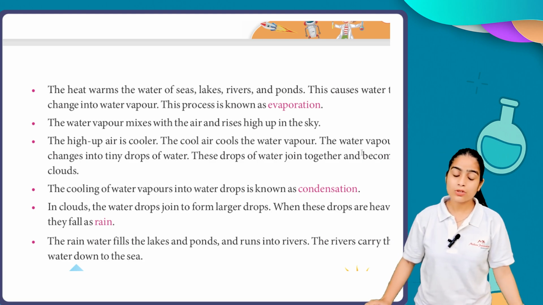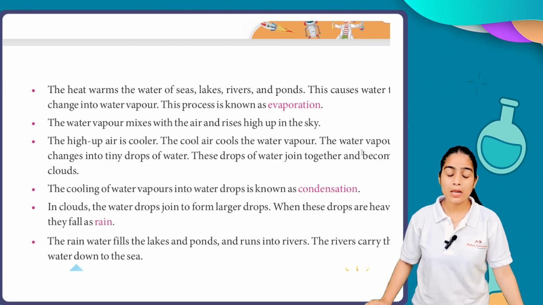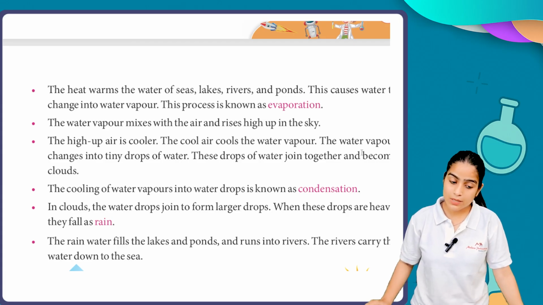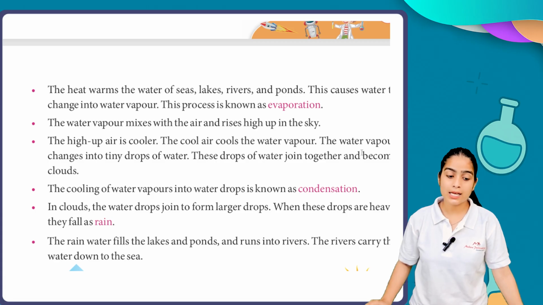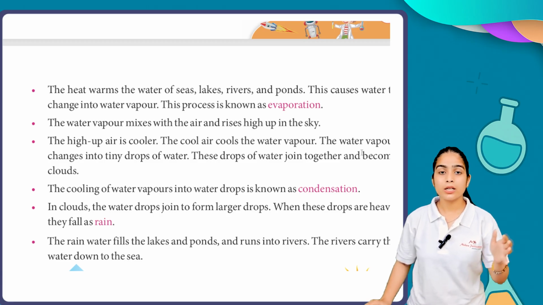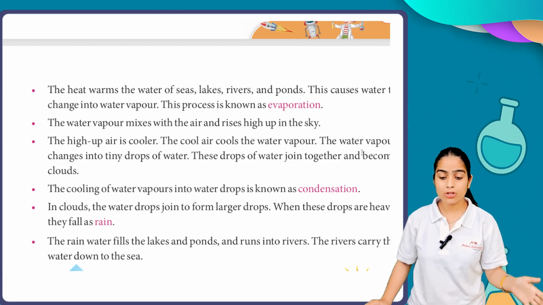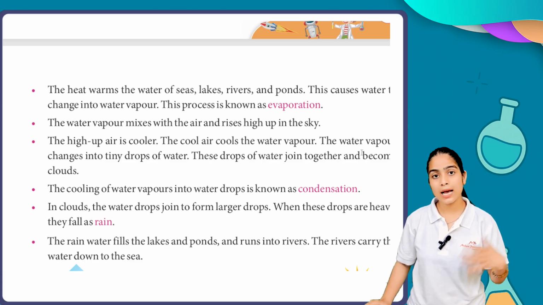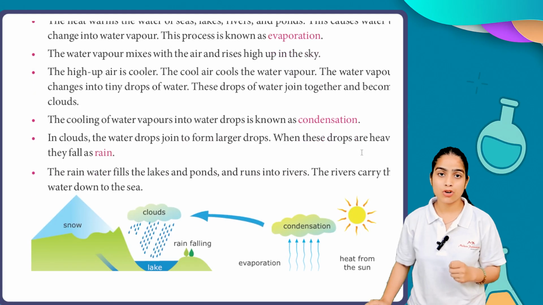In clouds, the water drops join to form larger drops. When these drops are heavy, they fall as rain. So in clouds, when so many water drops are collected, they convert into heavier, larger drops, and then these large drops are heavy and they fall as rain. So the heavy large drops are the reason for the raining.